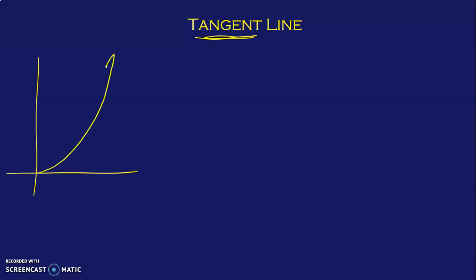We had our parabola, y equals 16t squared. We want to know at 3 seconds. So when we're out here at 3, what is the rate of change of this object? So basically we want to know what is the slope of the tangent line. But how do we find slope if we only have one point?